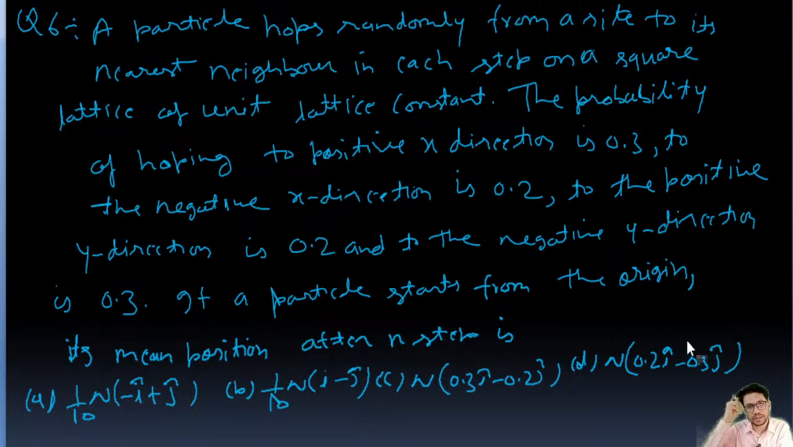These are the options, guys. Very simple. A particle hops randomly from a site to its nearest neighbor in each step, on a square lattice of unit lattice constant. The probability of hopping to positive x direction is 0.3, to negative x direction is 0.2, to positive y direction is 0.2, to negative y direction is 0.3. If the particle starts from the origin, you need to find out its mean position after n steps. Very good question.